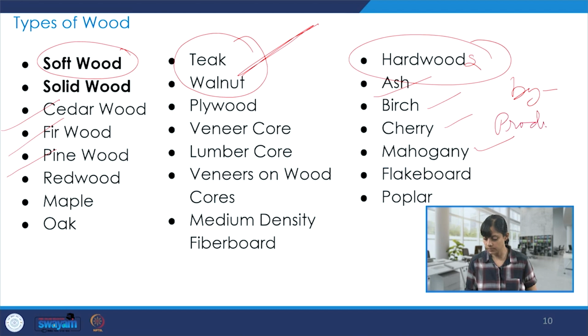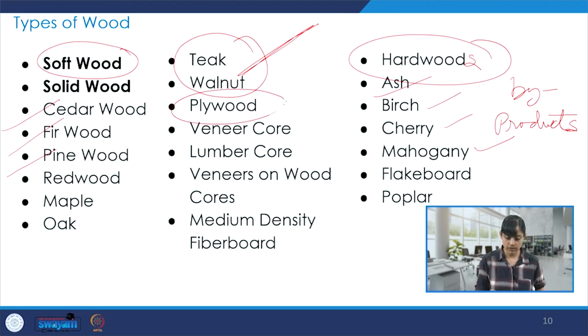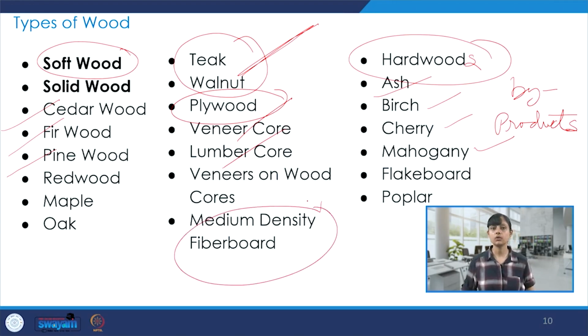We also saw byproducts of the timber industry. And we talked about plywood, veneer, laminate, lumber, and MDF. We talked about all of these and why they are used these days, and what the advantages and disadvantages of each kind of timber are. So this was an overview.